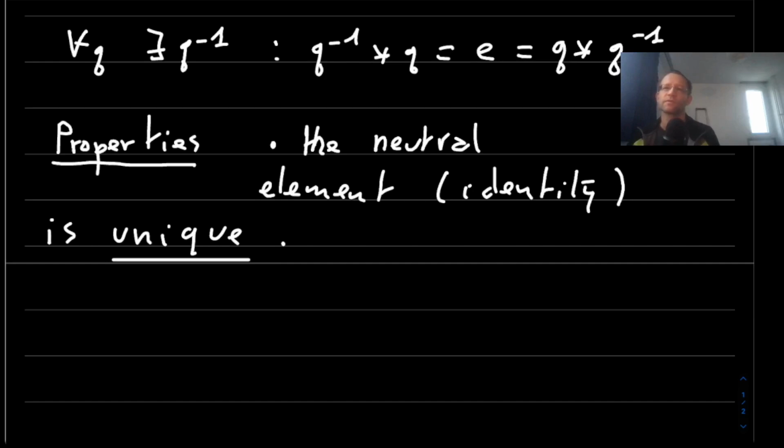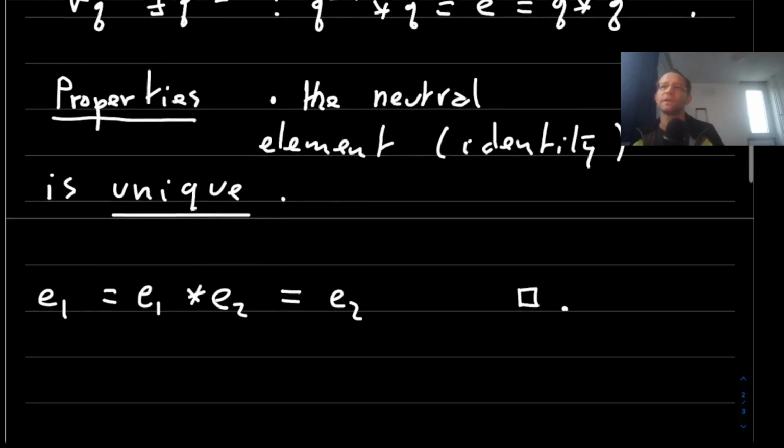So how do we show this? Well, suppose we have a neutral element E1, and we have a second neutral element E2. Then by the fact that E1 is neutral, this is equal to E2, but then by the fact that E2 is neutral, this is equal to E1, and therefore we have proven that E1 is E2, and the neutral element is unique.